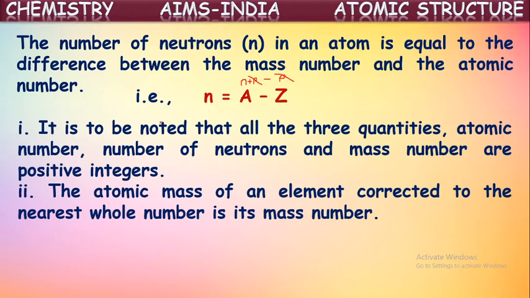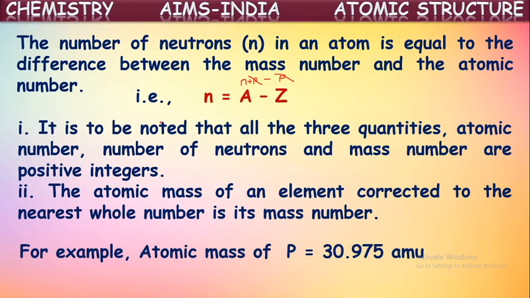The atomic mass of an element corrected to the nearest whole number is its mass number. So atomic mass is the mass of one atom of an element. It might be in some fractions also. But mass number is the corrected value of this atomic mass.